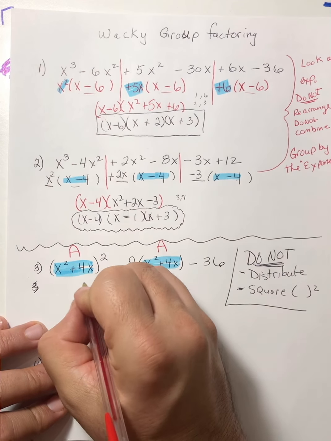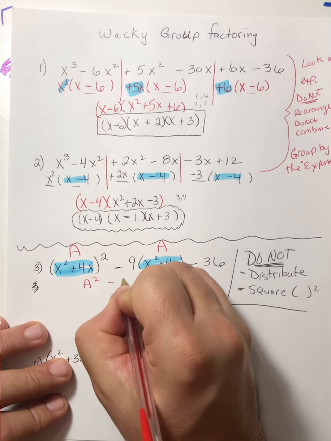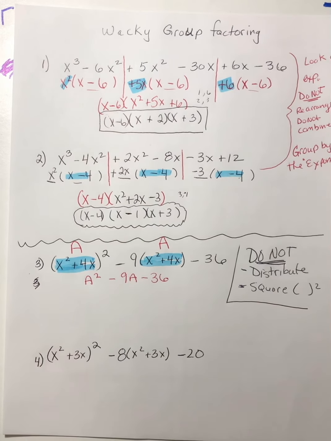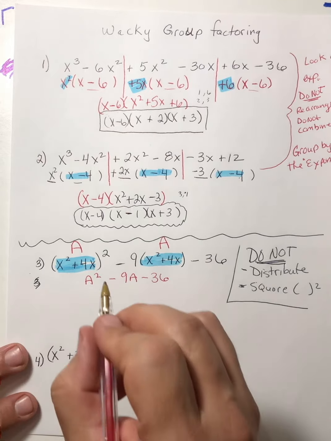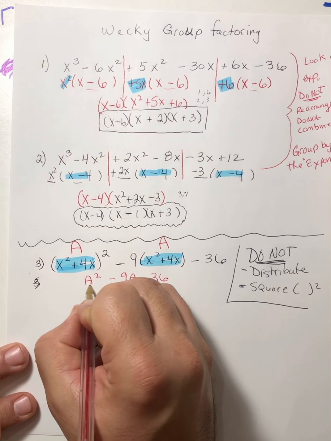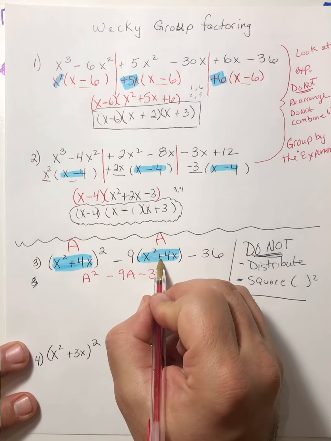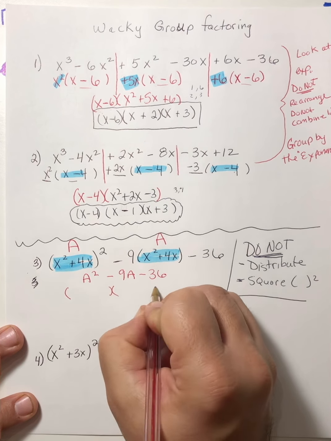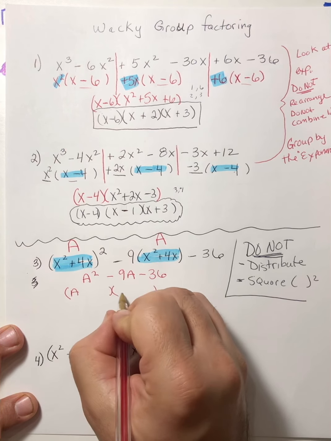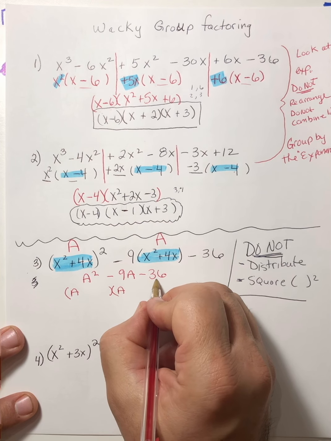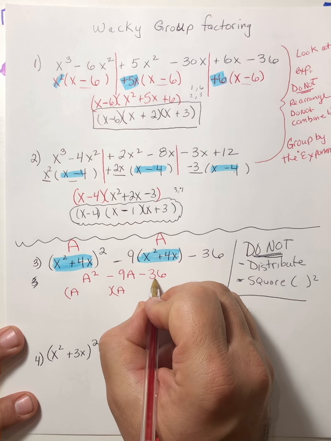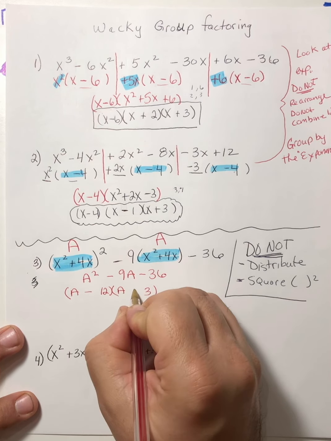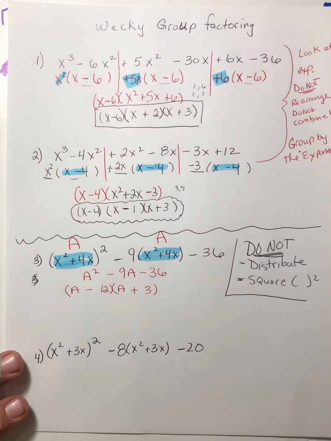So you're actually looking at A squared minus 9A minus 36. That's a heck of a lot easier to factor. So we'll just remember that was a big giant A. We called this A and we called that A. So I'm going to factor this now. A and A. All right, 36. I need your factors of 36. That's right, 12 and 3. Minus 12 plus 3.